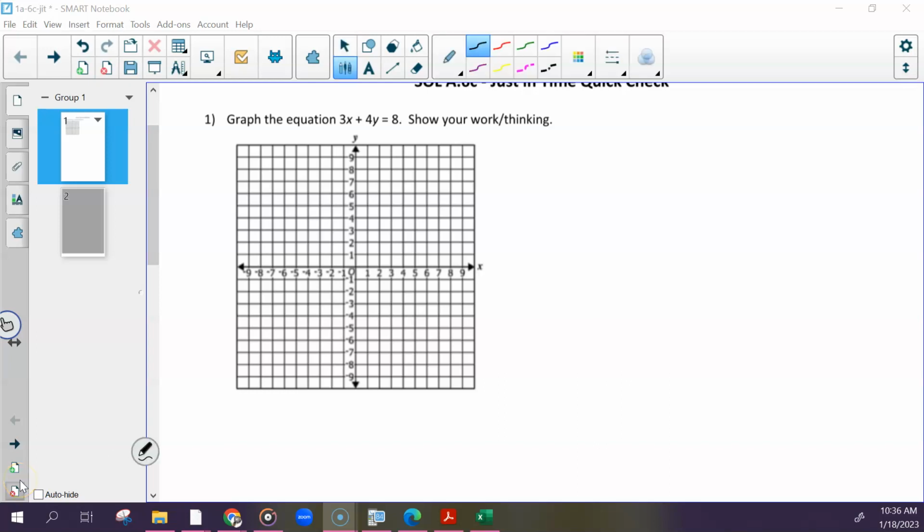Does anyone want to do the work for solving this? Nature, go for it.